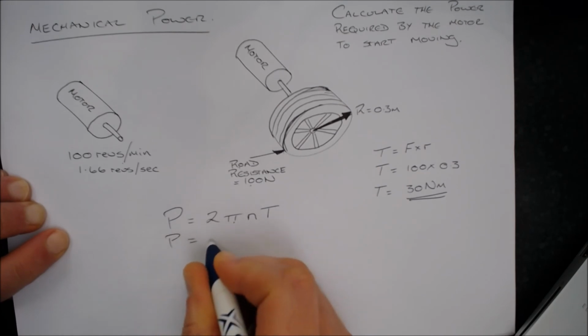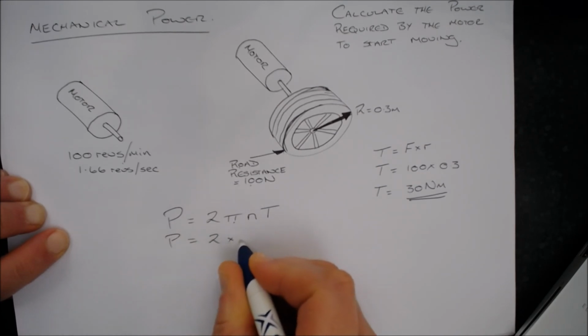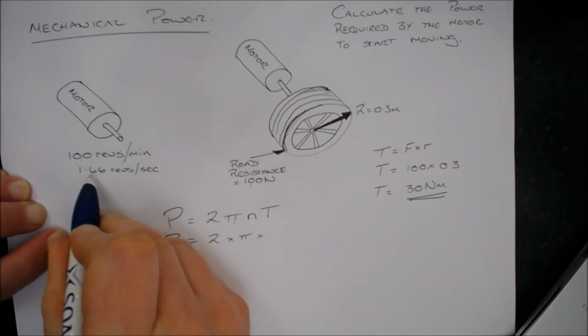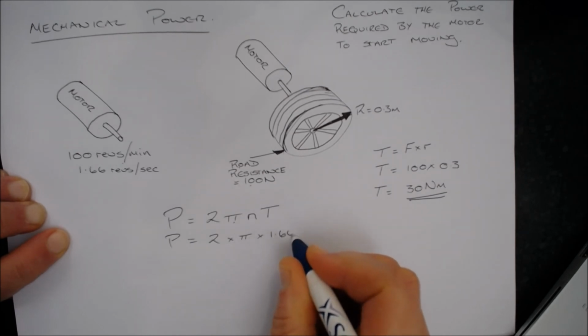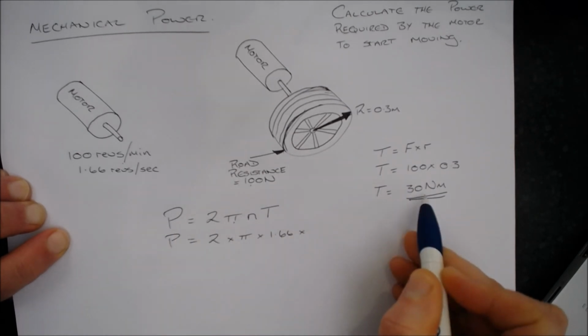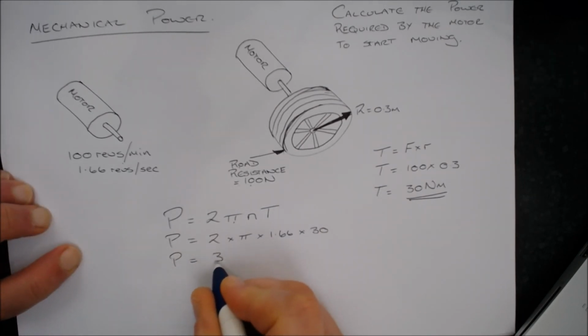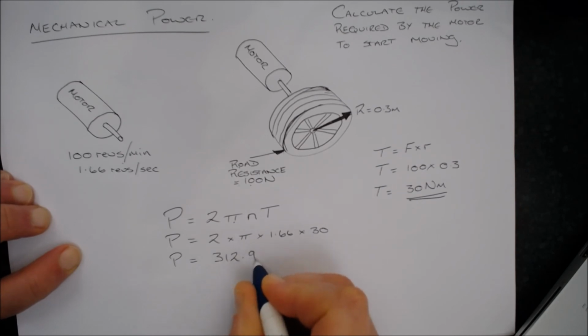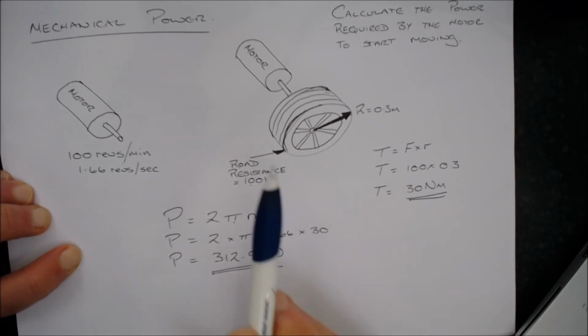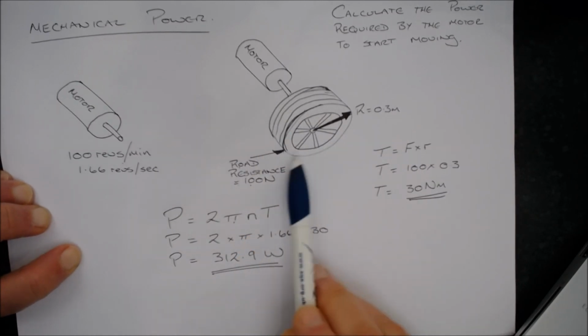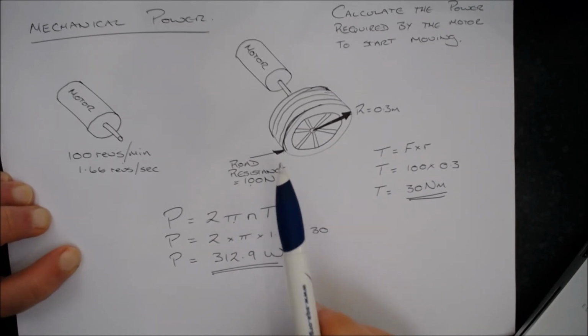I can then go on and calculate the mechanical power. So power is equal to 2 times pi times n, which is the 1.66, times the torque, which I worked out over here, which was 30. And if I type that into my calculator, that gives me an answer of 312.9 watts. That's the mechanical power required by the motor to start this wheel moving against the road resistance.